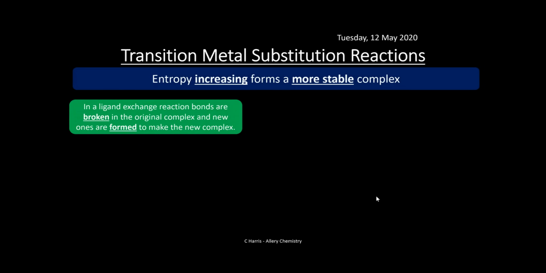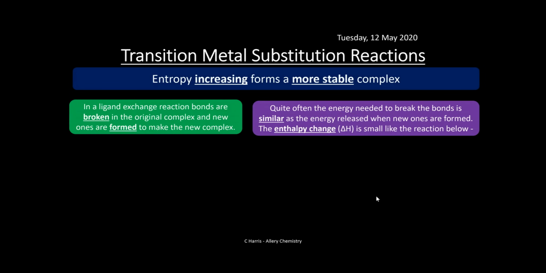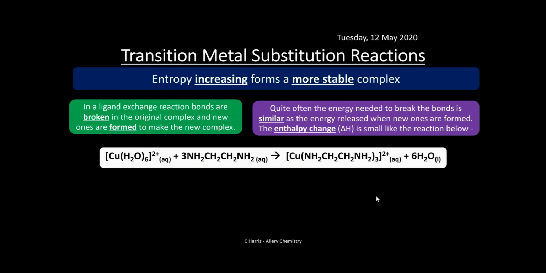In a ligand exchange reaction, bonds are broken in the original complex and new ones are formed to make the new complex. Quite often the energy needed to break the bonds is similar to the energy released when new ones are formed, and so the enthalpy change, or delta H, is small and doesn't really play much of a role here, but entropy does. It plays a massive role.